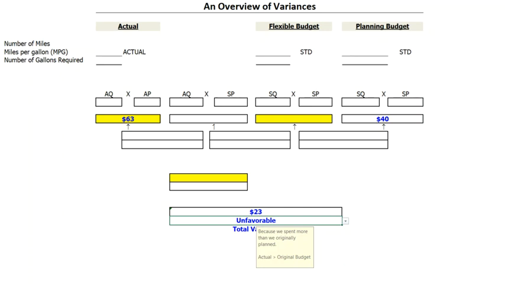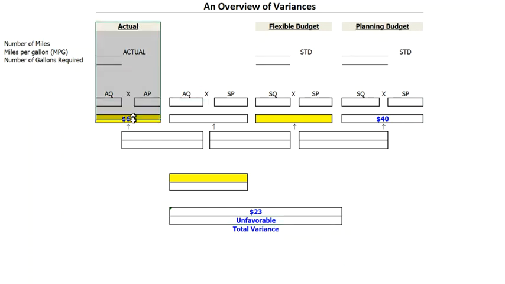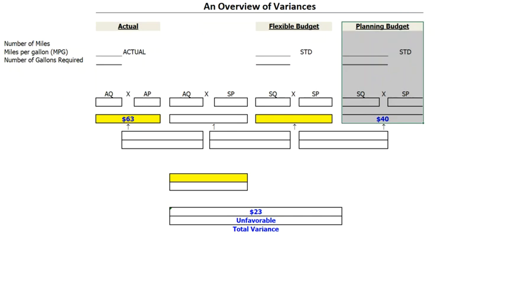Pause this video for a second and consider what factors might cause us to spend $63, or rather $23 more, in gasoline than we had originally planned. You should be able to think of 3 reasons for that. Again, pause the video and give it a thought.